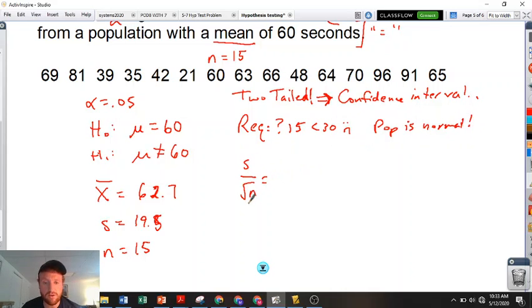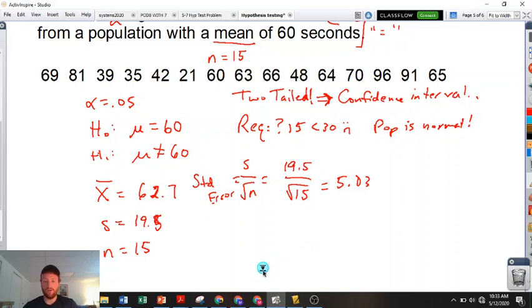So the s over the square root of n is 19.5 over the square root of 15. Notice how that's the same formula we used last time. 19.5 divided by the square root of 15 is 5.03. So when that thing said standard error, that's what it was talking about.